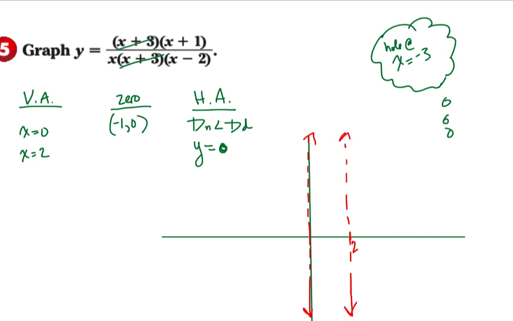We have a horizontal asymptote at y equals 0. And sometimes we cross horizontal asymptotes, but we never cross vertical ones. So I'll keep that in mind as I'm graphing.